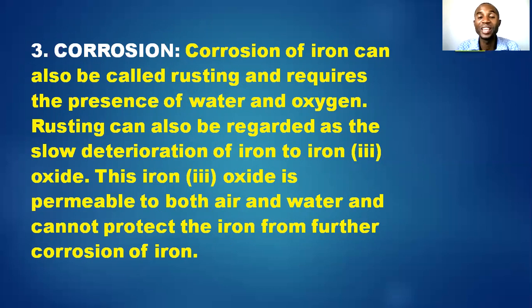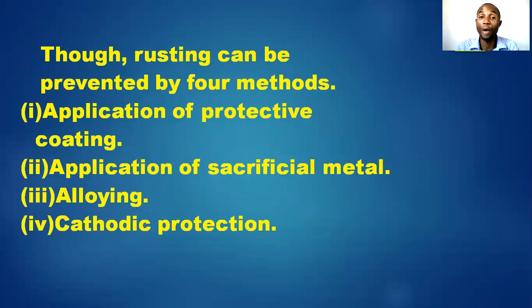That thing that is happening is a chemical process. It's an oxidation-reduction reaction that is taking place there. So corrosion of iron is also a chemical process. However, rusting can be prevented.